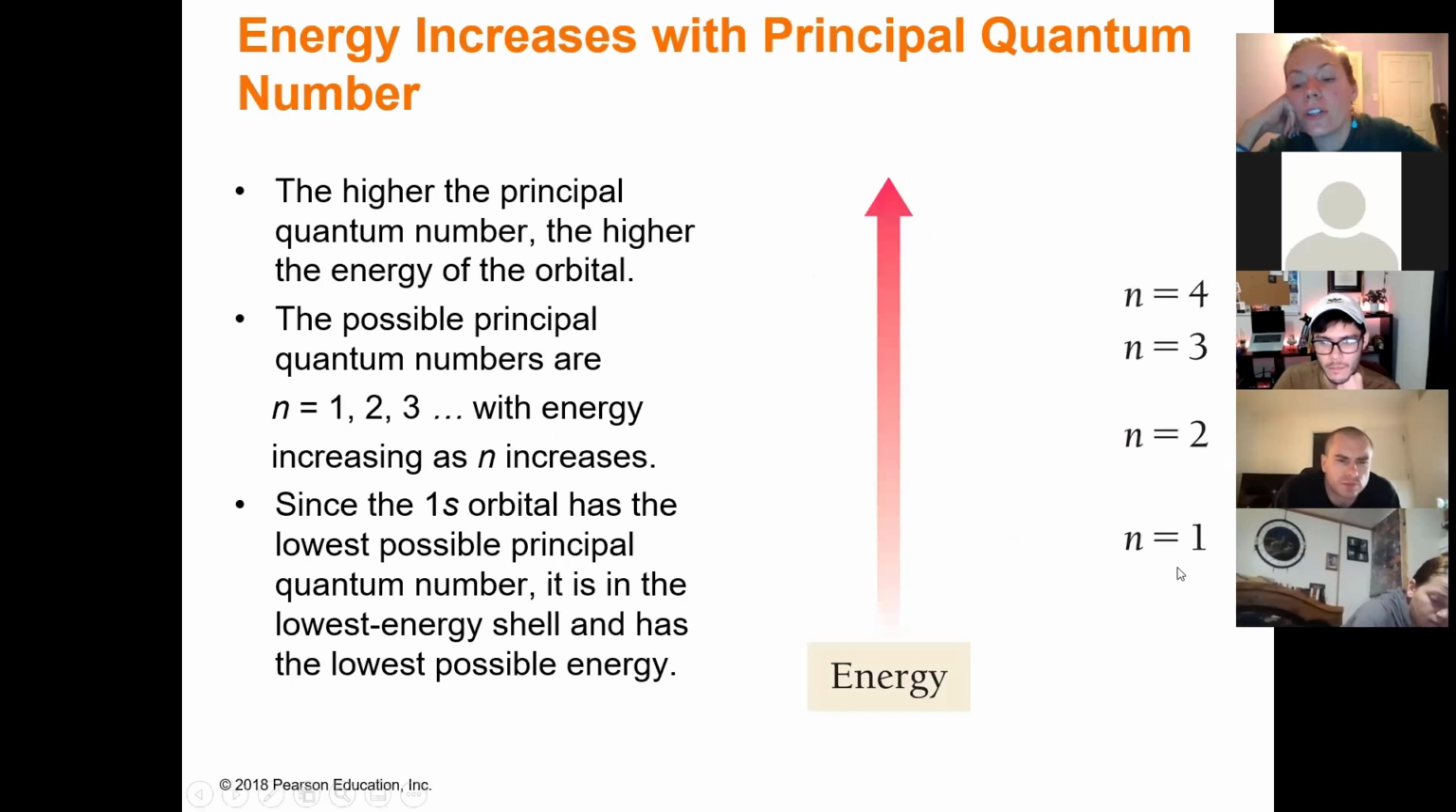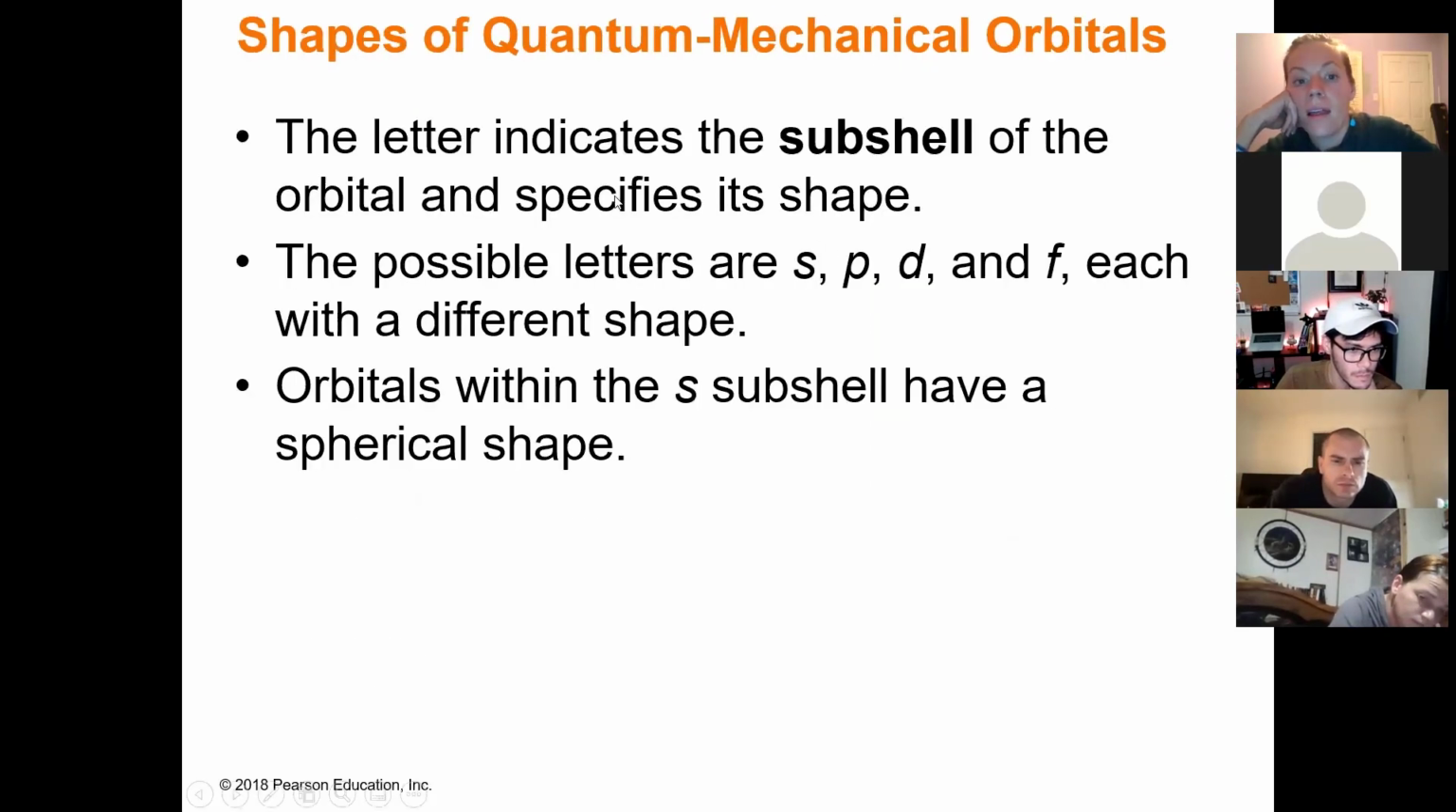All right, so energy increases with your principal number. So n equals 1 is the lowest energy. That's going to be the closest to the nucleus. n equals 2 is a little bit farther, n equals 3 even farther, and so on. The letters, which are known as our subshells, tell us the possible shapes for each of these orbitals. It also lets us know how many electrons we can put in that shape.